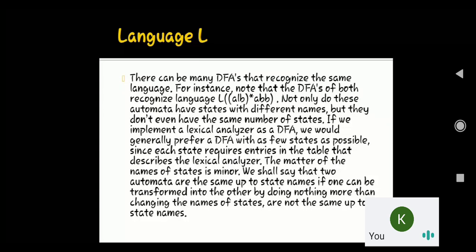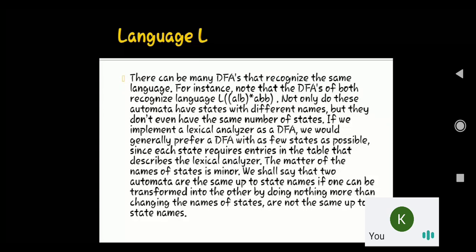To recognize the same language, we are using this particular regular expression, and we are going to construct two DFAs here. These two DFAs are going to have different state names. In one of the DFAs we are going to use alphabets, and in the other DFA we are going to use numbers as state names.